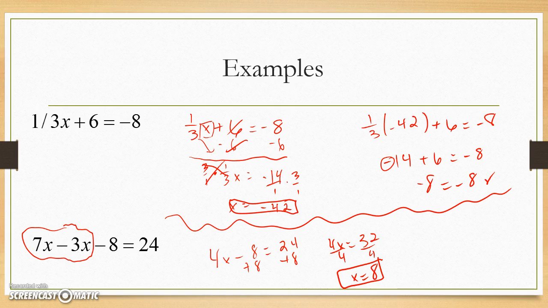Okay, so 7 times 8 minus 3 times 8 minus 8 equals 24. 7 times 8 we know is 56, minus 24, minus 8. So 56 minus 24, we'll do that one first, equals 32 minus 8, which equals 24. So 24 does equal 24, so that checks out. Make sure to check your work.